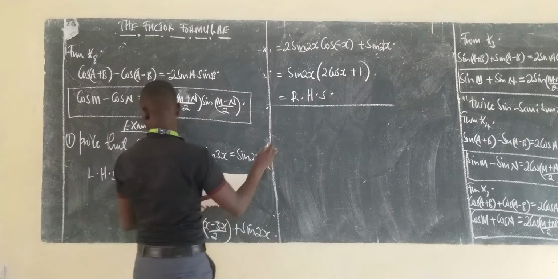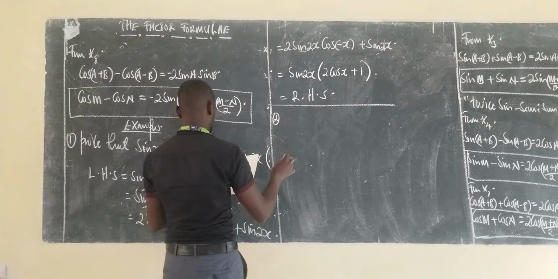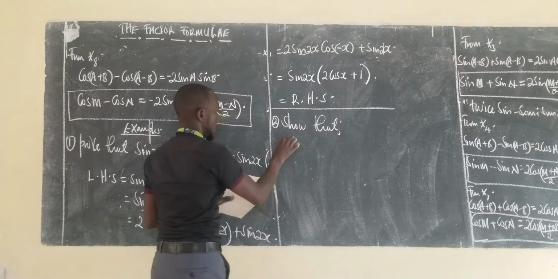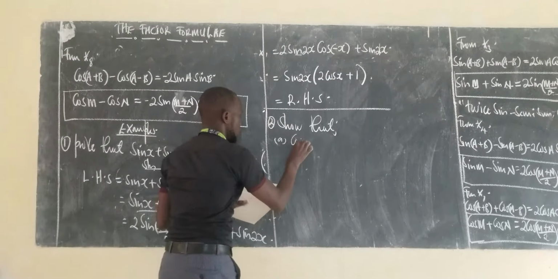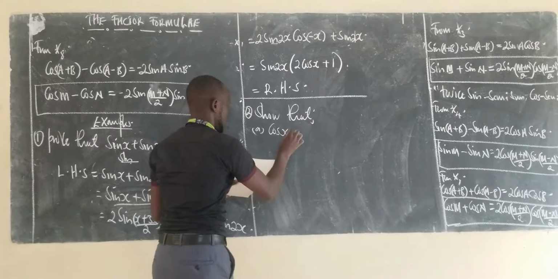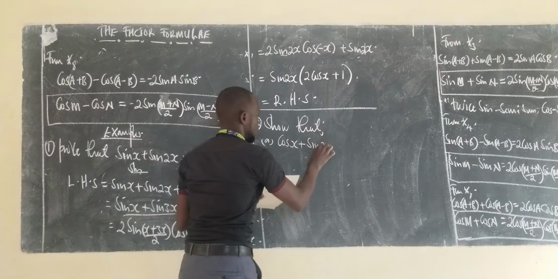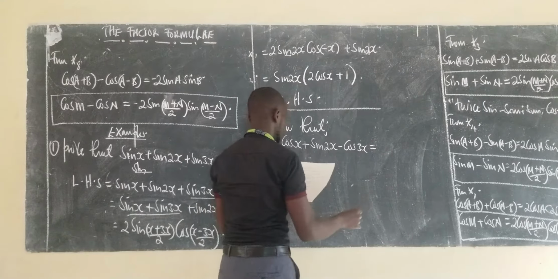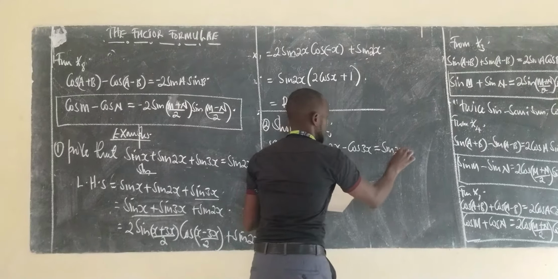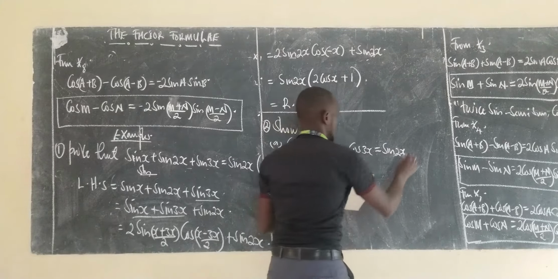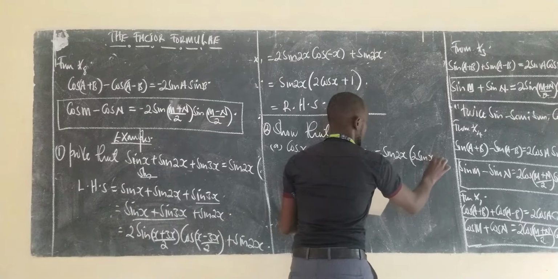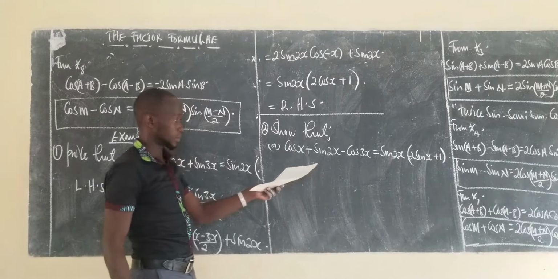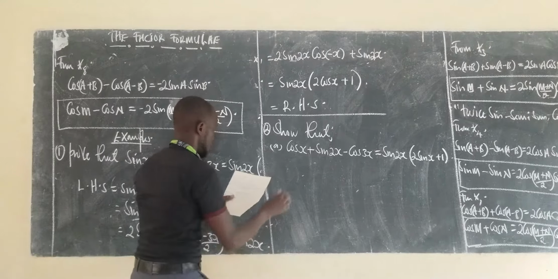This is the second one, and it is for you. Show that part A, cos x plus sine 2x minus cos 3x is equivalent to sine 2x into 2 sine x plus 1. Try this out. Also, you try this.